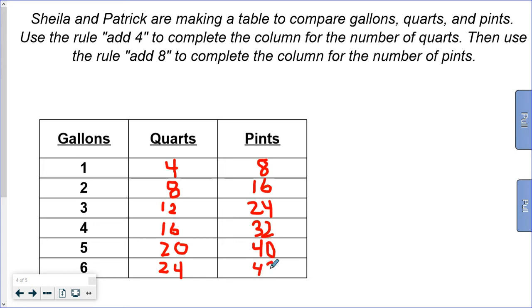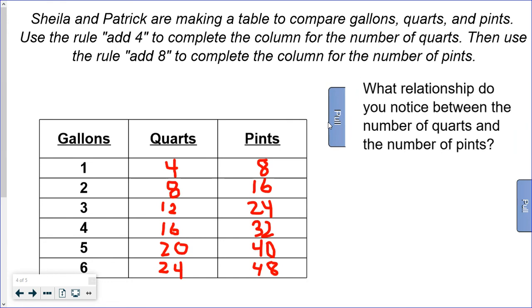So what I've done now is I've made my chart. I've used the rules that they told me to do. They said add 4 for the quarts one, add 8 for the pints one. So there's my chart. Now again, they're going to ask me the question: what relationship do you happen to notice about the number of quarts, which is this column, with the number of pints? So I'm not even going to worry about the gallons. I'm just worrying about the quarts and the pints.